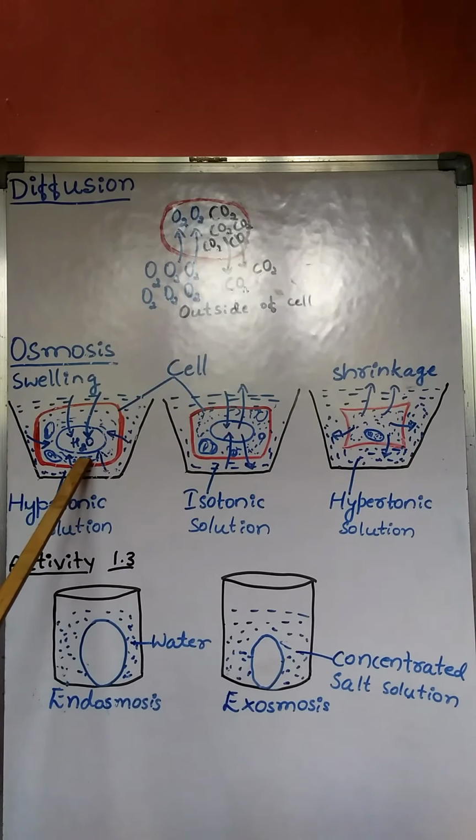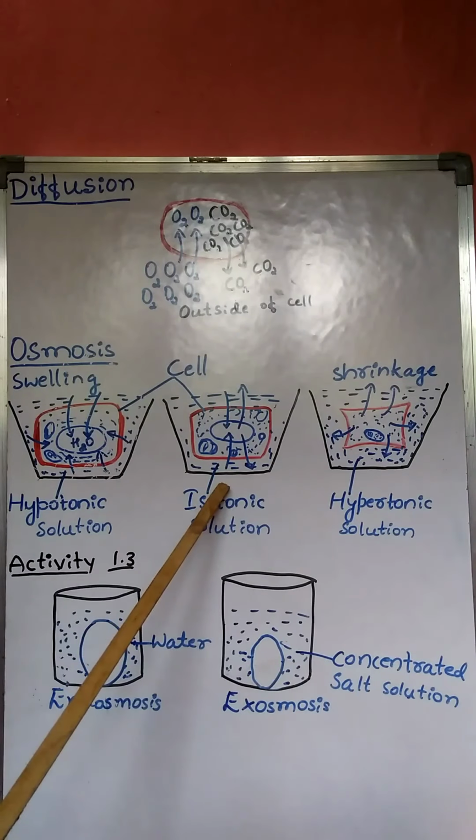But plant cells do not burst due to the presence of a cell wall. In the case of a plant cell, a cell wall is present. Because of the presence of the cell wall, plant cells do not burst due to endosmosis. Instead, the swollen plant cells are called turgid cells.